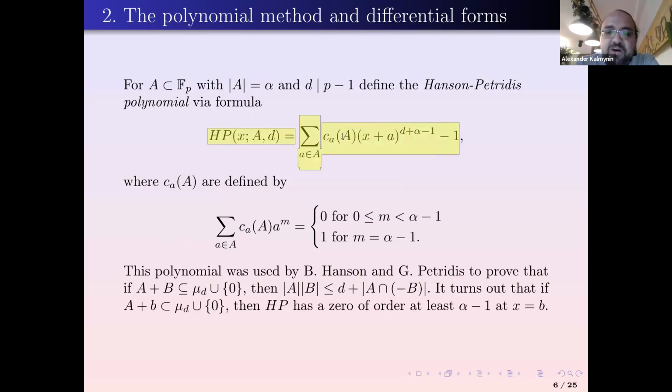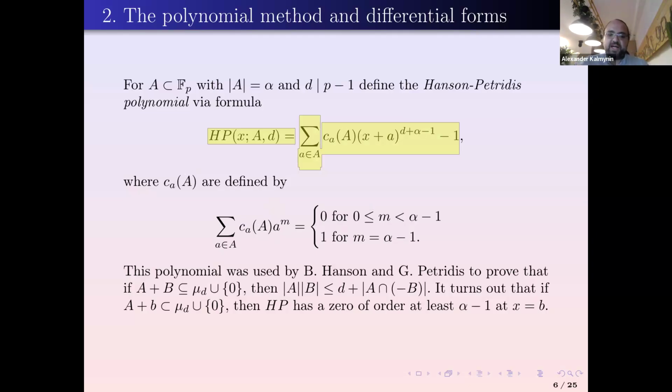The sum over A of Ca of A multiplied by (x plus A) to the power D plus alpha minus 1, minus 1. And Ca of A are defined by the following conditions. All the power sums of Ca of A multiplied by A to the M are 0 if M is less than alpha minus 1, and it is 1 if M is equal to alpha minus 1.